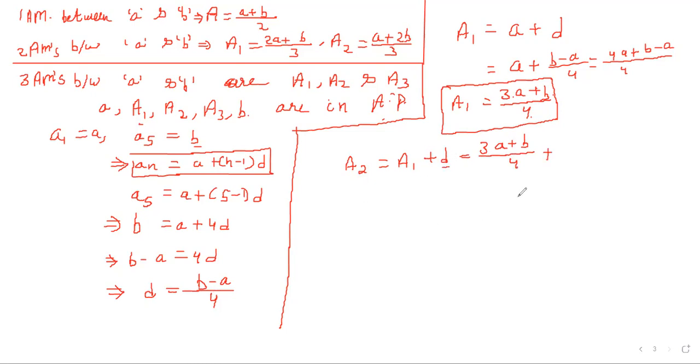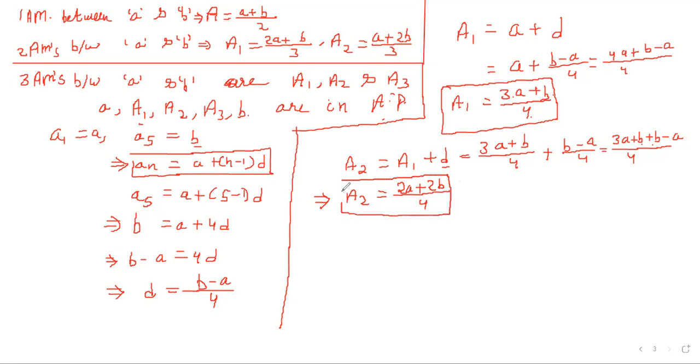And common difference is (B minus A) upon 4. Now LCM of the denominators is 4. It is 3A plus B minus A. It implies the second arithmetic mean A2 is 3A minus A, 2A, B plus B, 2B over 4. So A2 is (2A plus 2B) upon 4.